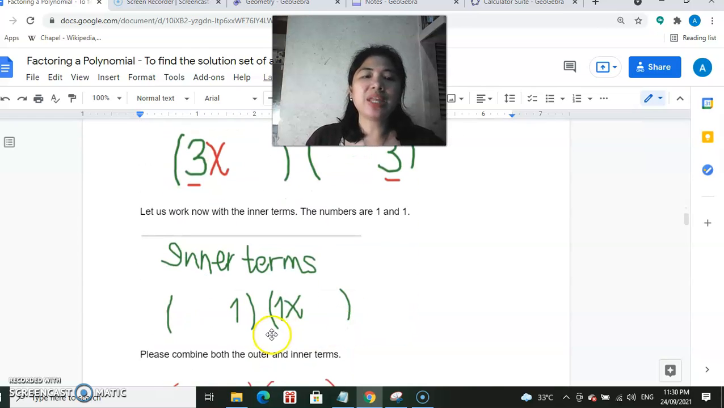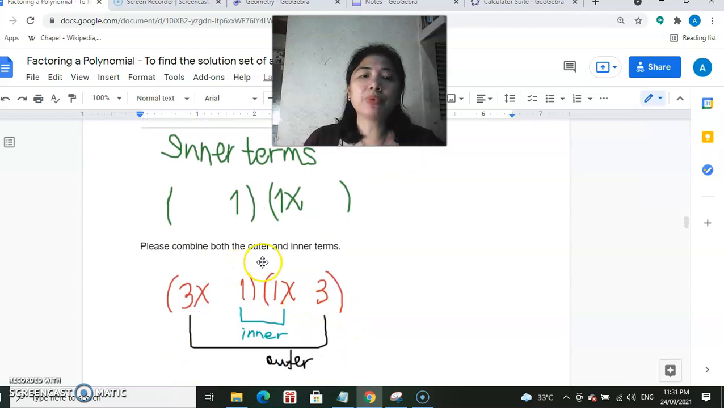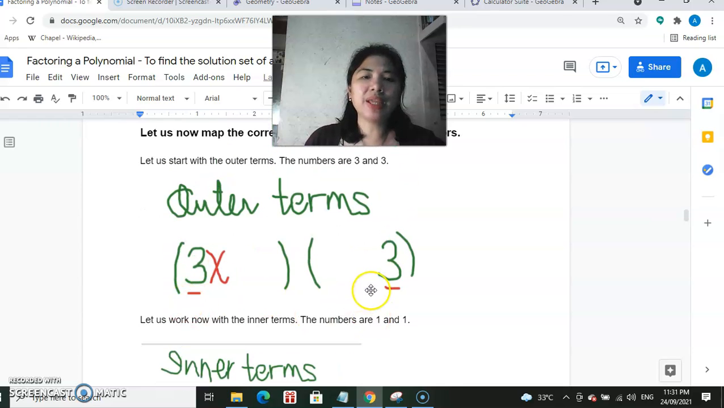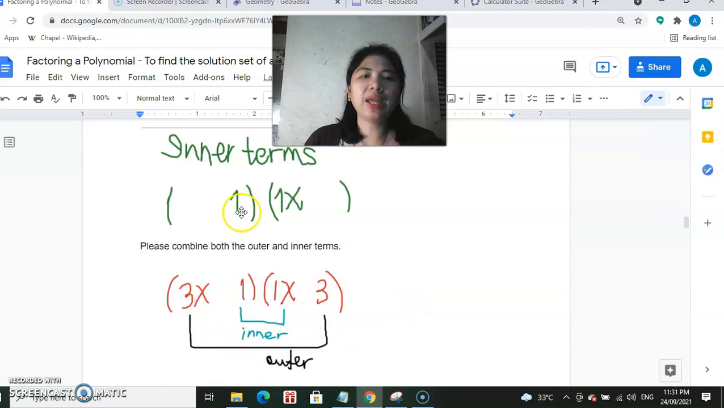And now this is for the inner terms. Okay, 1 and 1. And again, one of the outer factors will be the first term of the binomial, right? So we will add x. Now let's combine both the outer and inner terms. So outer terms, 3x and 3, there you go. And then inner terms, 1 and 1x, there we go. So we don't know the sign yet.